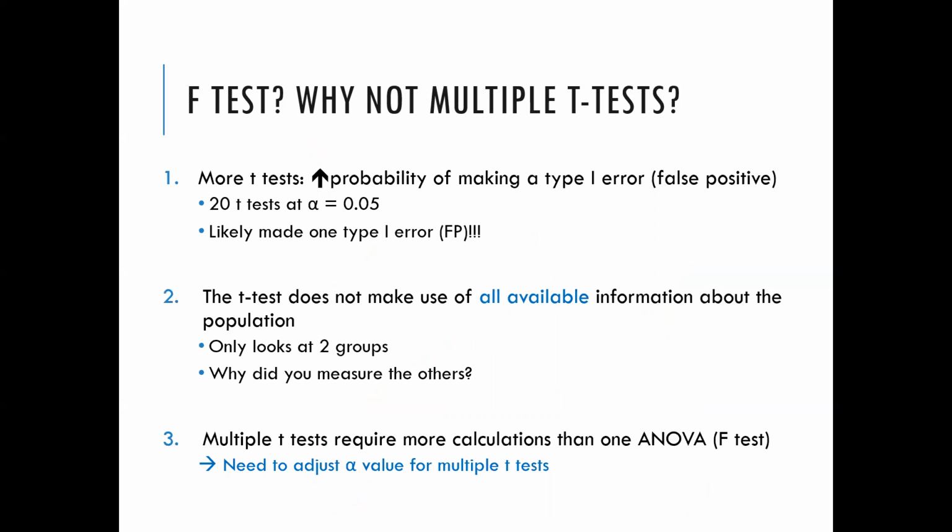Another reason is that the t-test doesn't make use of all available information about the population, right? It only looks at 2 groups at a time. And so if we were to do this, then there really wasn't much point in measuring the others, right? Then the final point is that if we conduct multiple t-tests, then it requires more calculations, right? Because now we're conducting a t-test for every pair that we're looking at. However, we can just conduct one single ANOVA or f-test to accomplish the same thing. Also, when we conduct multiple t-tests, we then need to adjust the alpha value.